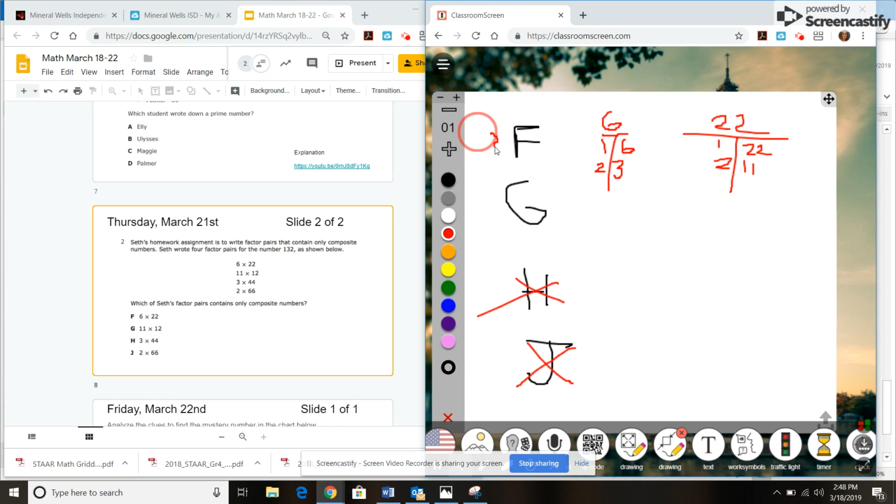So we're going to put a little question mark by that. G has 11 and 12. We know that 11 is prime. It only has 1 and 11 as the factor pairs. 12 is actually a number that has a lot of factor pairs. We have 1 and 12, 2 and 6, and 3, excuse me for the bad writing, 3 and 4. So this one has 1 prime and 1 composite. So that won't be our answer choice. Answer choice is F.